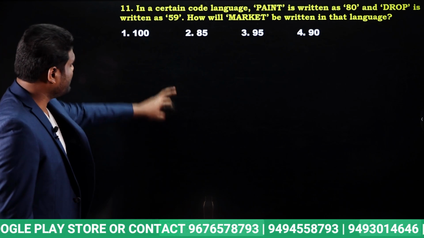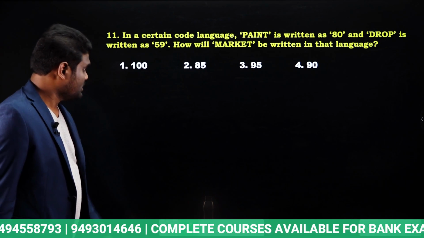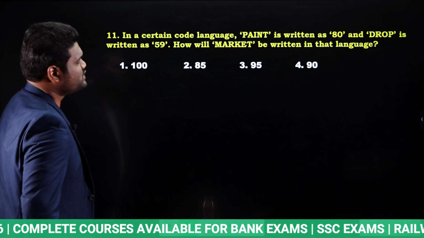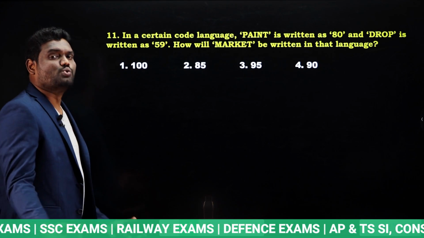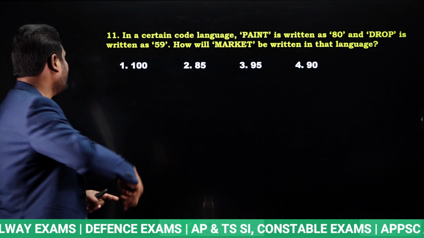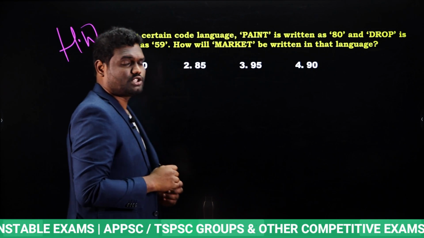Next one, look at this one. This question is from coding and decoding. Paint is written as 80. Drop is written as 59. Market is what? This is the question. Now I want you guys to solve this question. So this is homework. You guys need to solve this question.